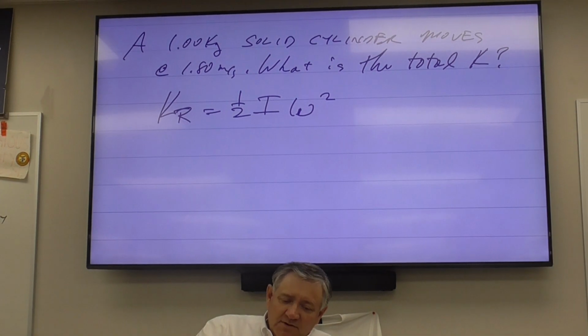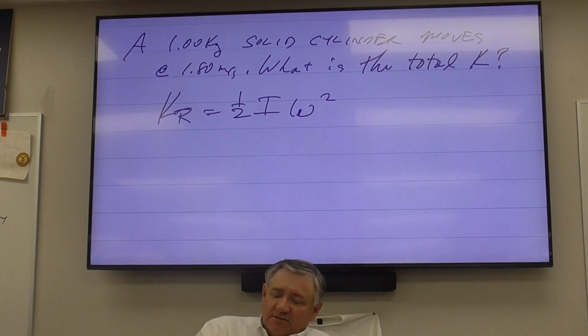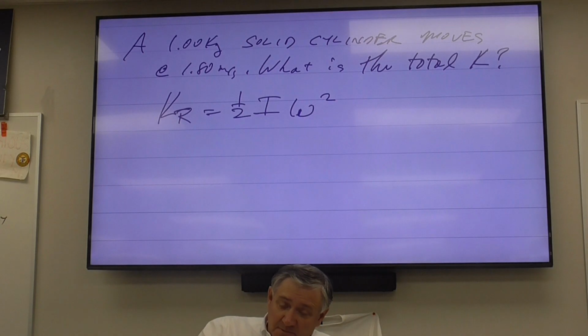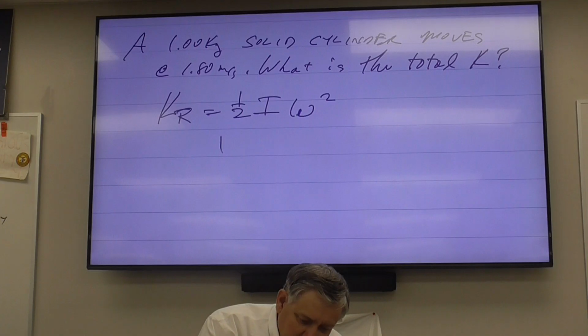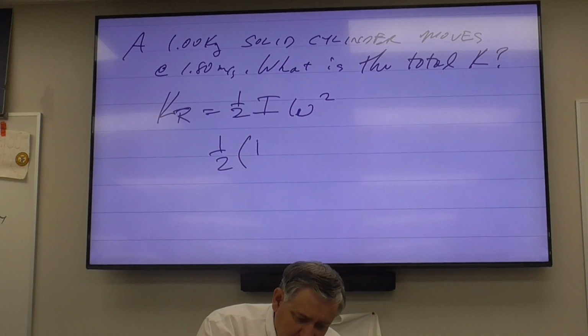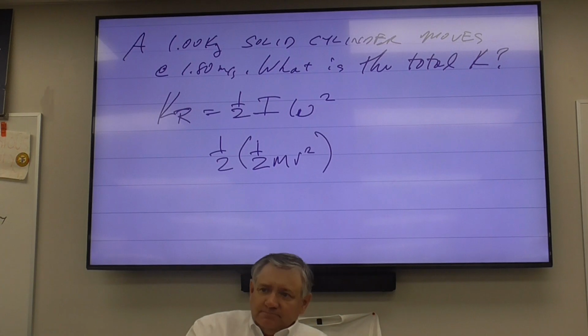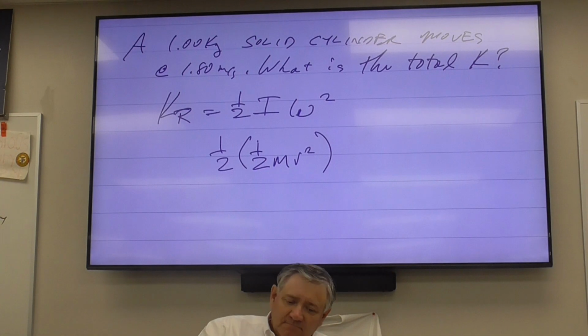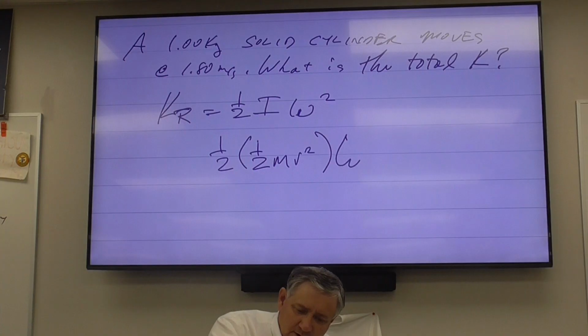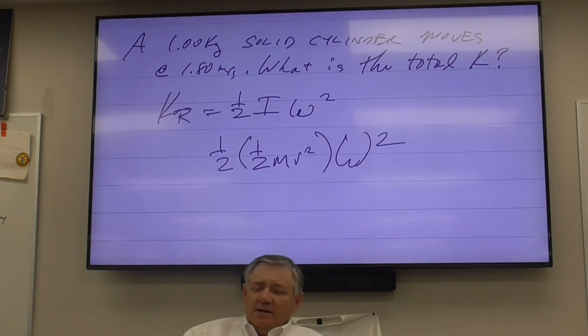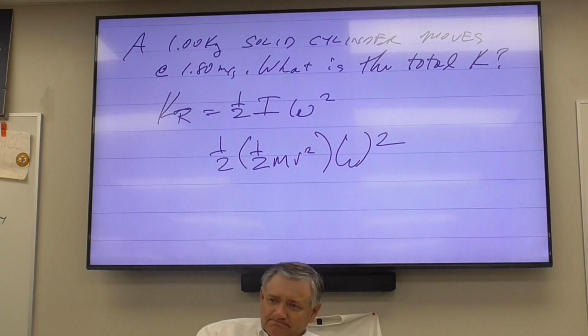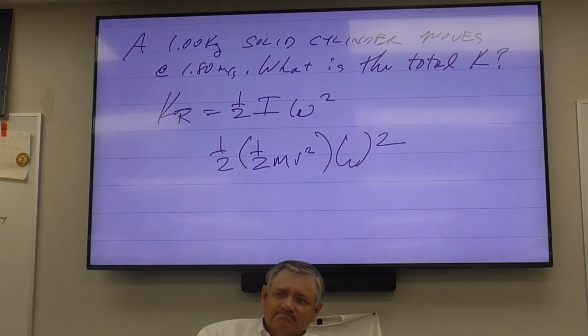First off, to calculate I for a solid cylinder, how do you calculate the moment of inertia of a solid cylinder? 1/2 MR squared. So I'm going to write that as 1/2 times 1/2 MR squared. We don't know the radius. I don't know the radius. Nor do I know omega. Problematic. I know the mass.